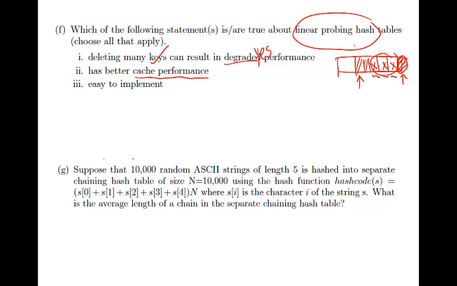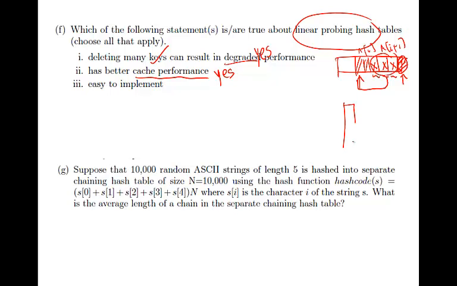Cache performance, yes. Linear probing is about accessing things. If you access A of i, then most likely you'll be accessing A of i plus 1 next. This means that the computer will bring those adjacent things from memory to somewhere close to the CPU so you can access them quickly. So the answer to this question is yes.